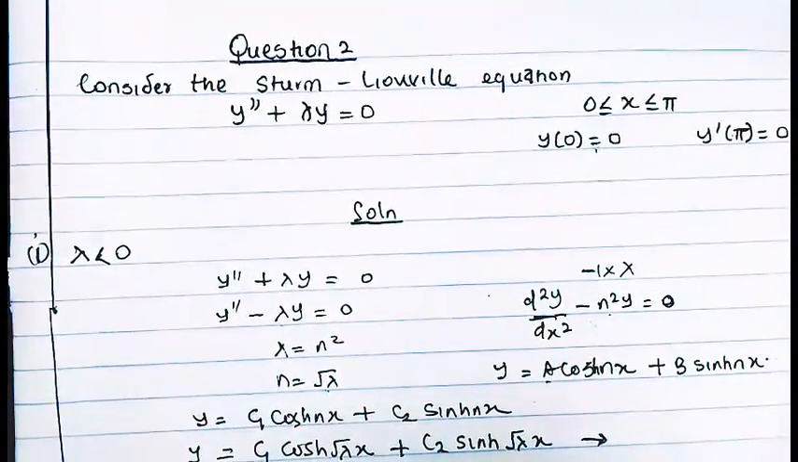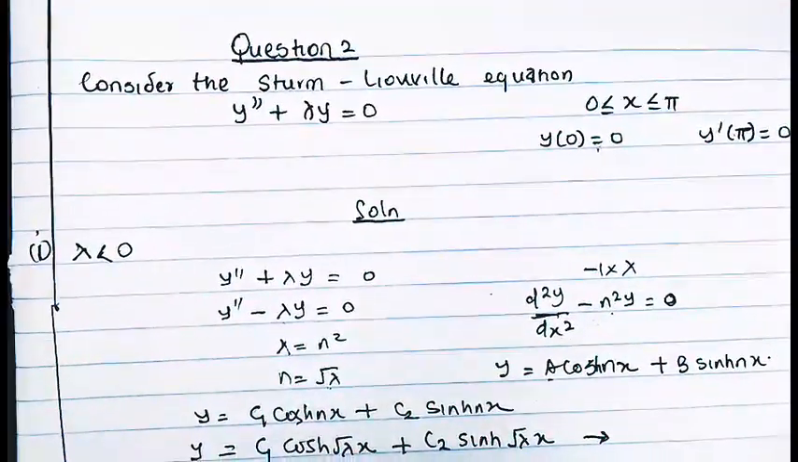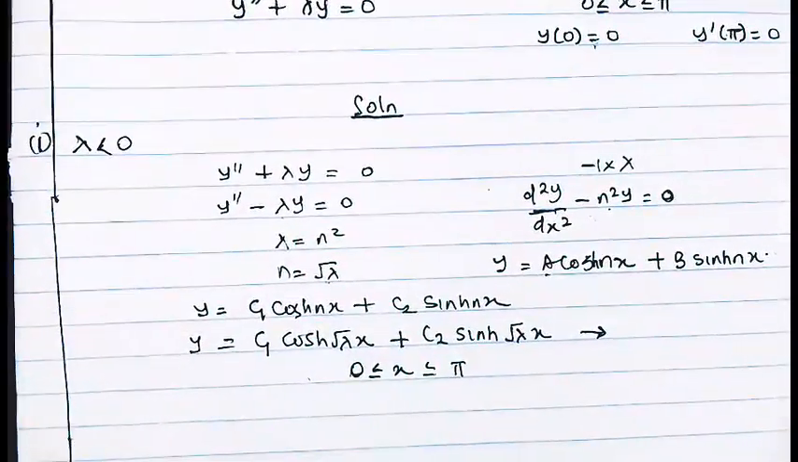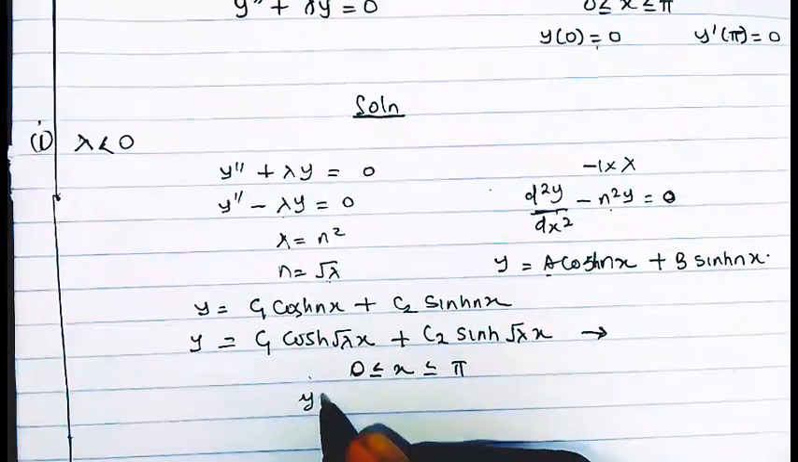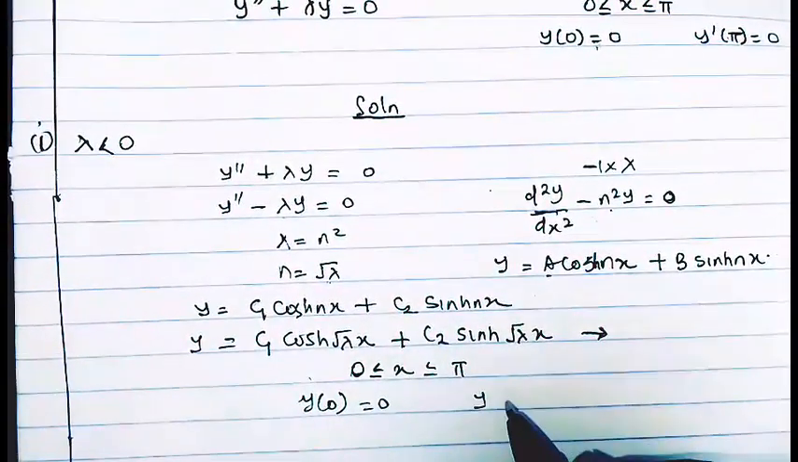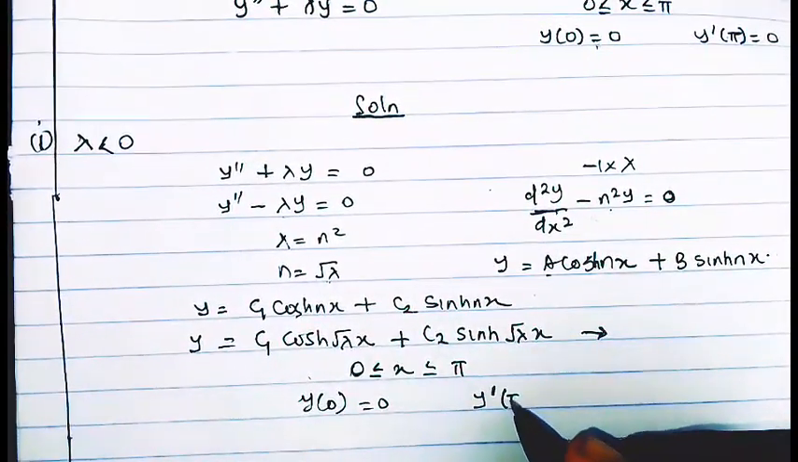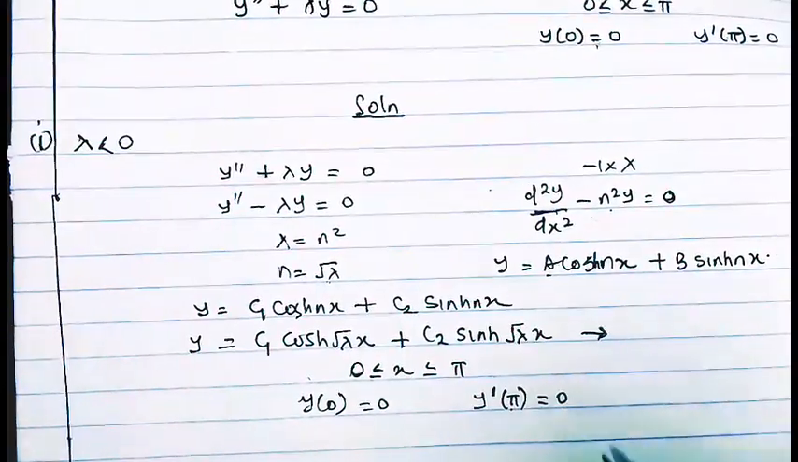We're given x between 0 and pi, and for the function y of x, when x is equal to 0, y is equal to 0, and when x is equal to pi, y prime of pi is equal to 0.